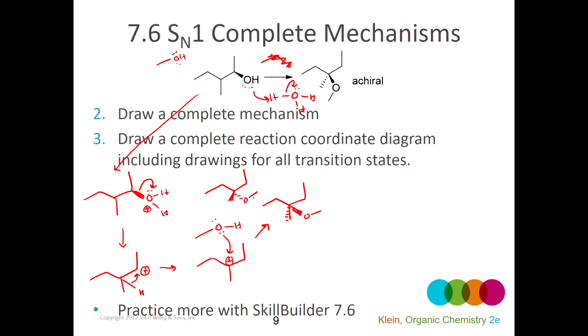Is there a difference between these two structures? What's the relationship between them? If you're thinking they're enantiomers, you're close, but you're not correct. Because this carbon here is not a chiral center. There are two identical ethyl groups.